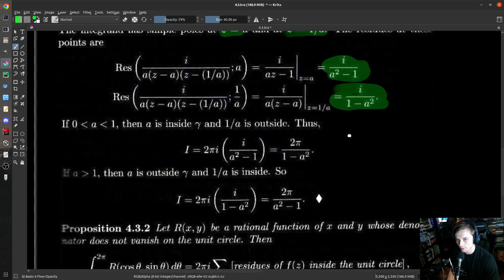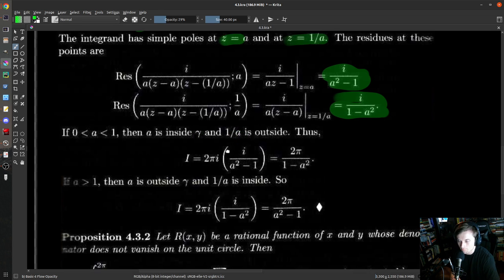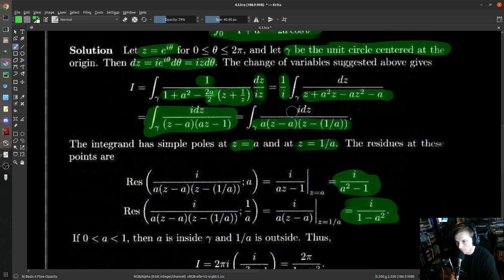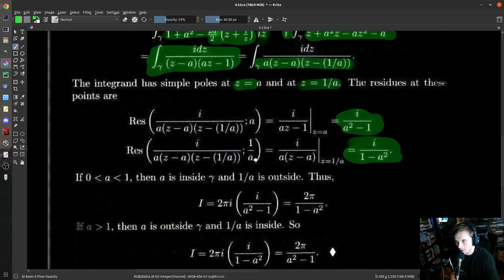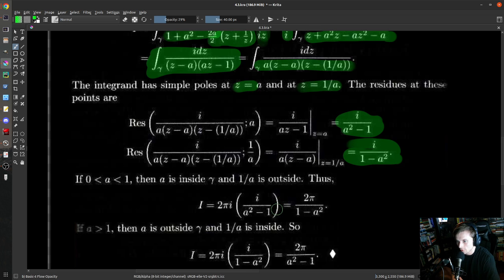Now all we have to do is notice that if a is between 0 and 1, then it's inside the unit circle centered at the origin, and 1 over a is outside. In that case, by the residue theorem, this integral about gamma will just be the residue inside the curve. So that one is going to be i over (a squared minus 1), since a is inside the curve, right? z equals a is the point inside the curve there. And so I'll get 2 pi i from the residue theorem times that residue. And if I actually put it all together, I get 2 pi over (1 minus a squared).